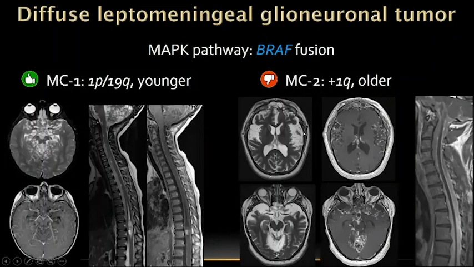You can see more expansion, more enhancement of the subarachnoid space, and invasion of the sinuses, and also diffuse coating and compression of the cord. So even within this tumor type, there are more aggressive subtypes based on molecular testing.